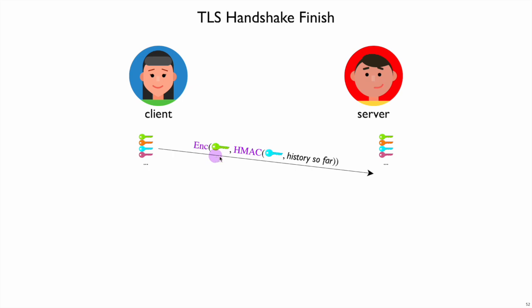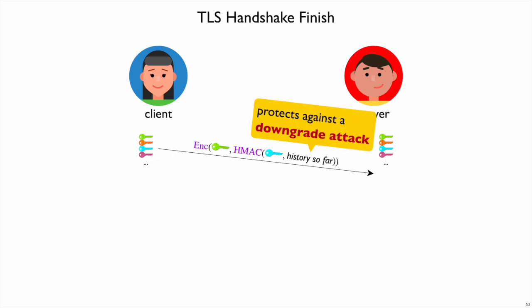In this session, it's going to compute a hash of all the history so far using the key that it uses for MAC. And this last step of the TLS handshake is going to protect against a downgrade attack. So we're making sure that the client and server agree on the history. In particular, we make sure that all of these cipher suites that the client offered were available for the server to pick from.